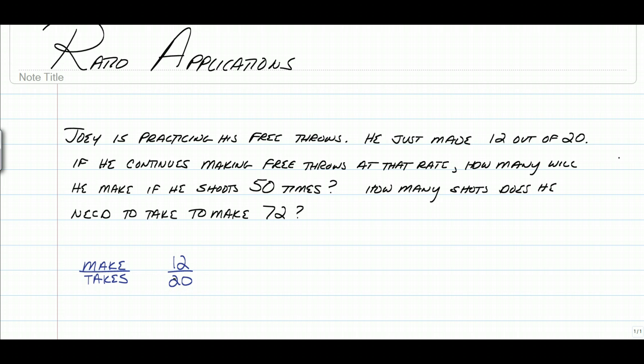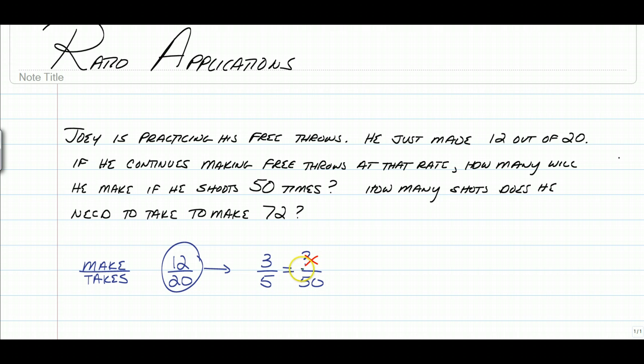If you want to make your numbers a little bit easier, you can always reduce this. Basically, he makes 3 out of every 5 free throws. Now, you don't have to do that. It'll just make your numbers a little bit smaller and easier to manage. Okay, so he makes 3 for every 5. So how many will he make if he takes 50?